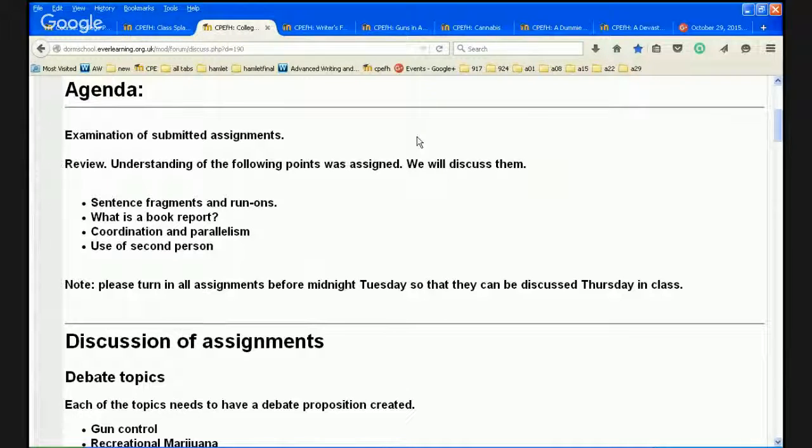Coordination and parallelism. That was one of the problems I saw in the projects for this week, and I thought it might be nice to understand what's going on there. Do you have any idea what we're talking about there? Not coordination. Okay, very good. They're really the same thing, coordination, parallelism. We want to know both words for it.